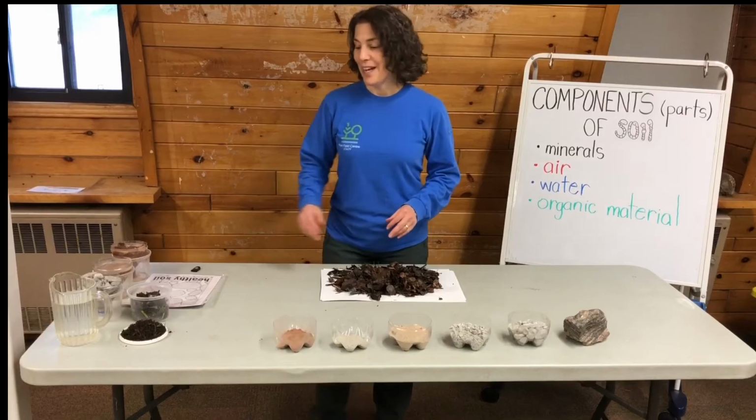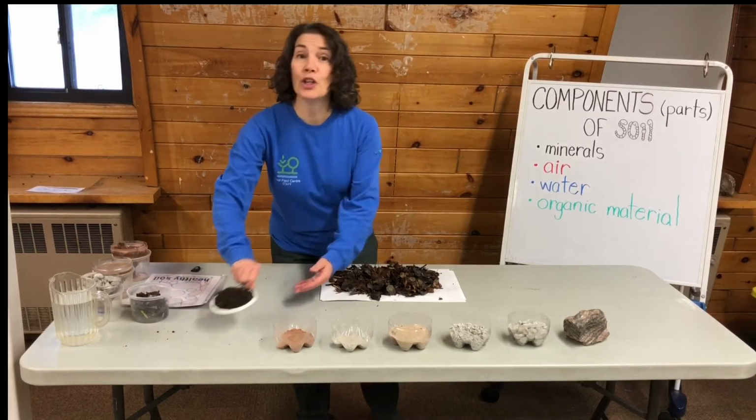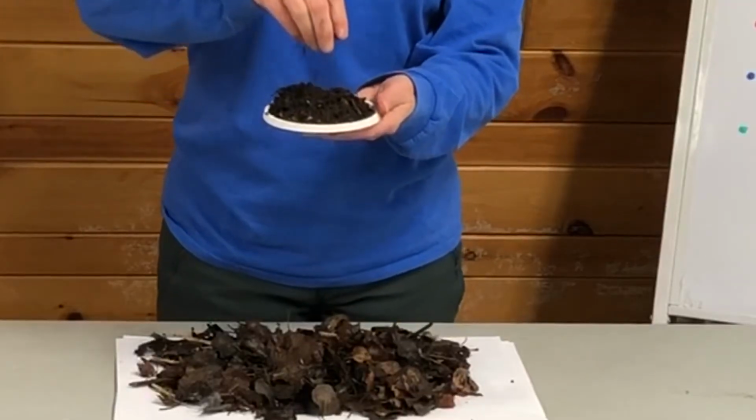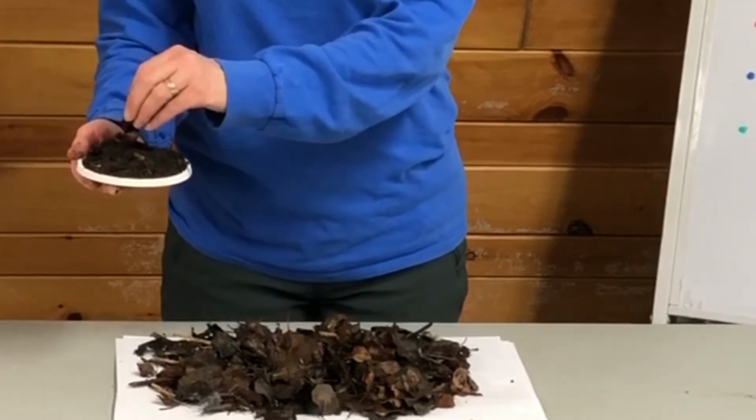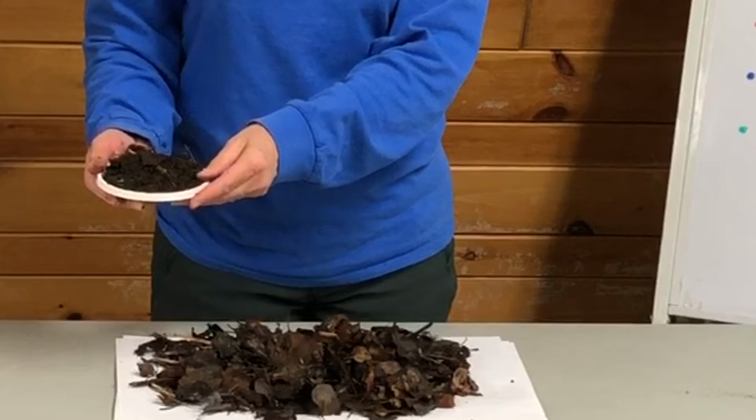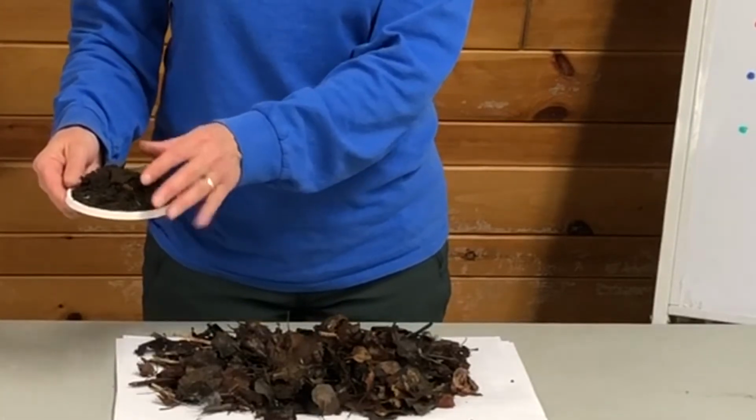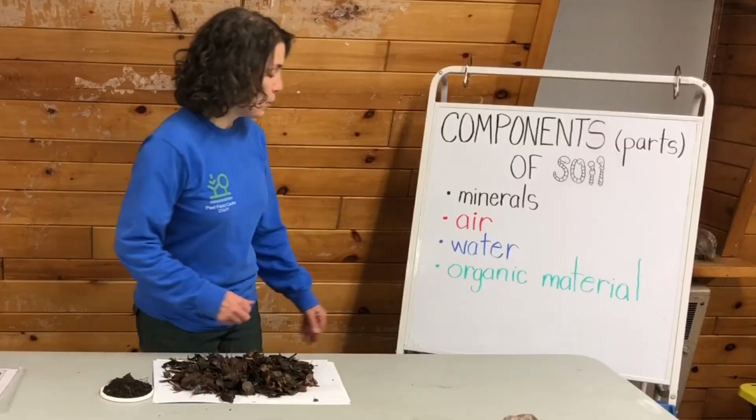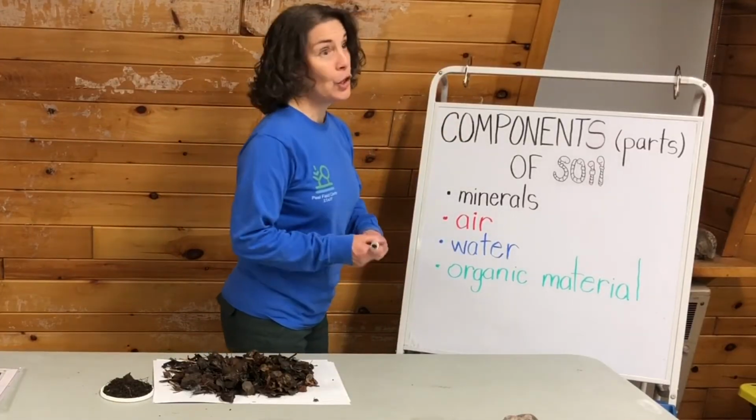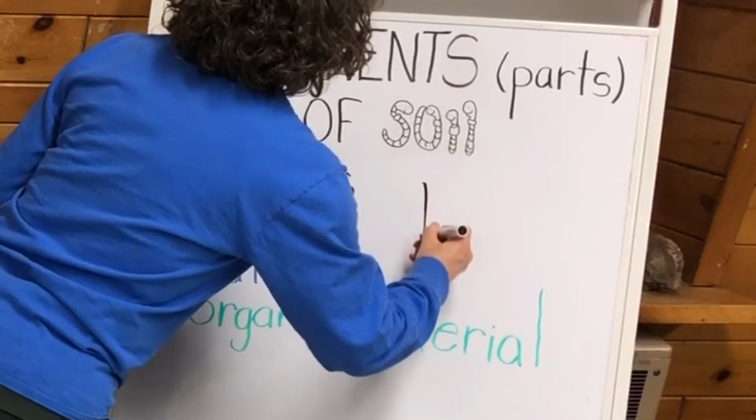This soil is called humus, not hummus. It is humus. You can see it's very dark, kind of crumbly, looks a little bit like chocolate cake crumbs. That's how you know a good, healthy humus soil. So remember, it is pronounced humus. H-U-M-U-S.